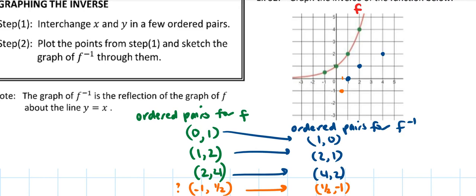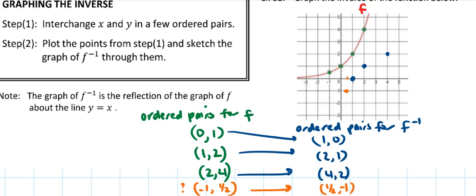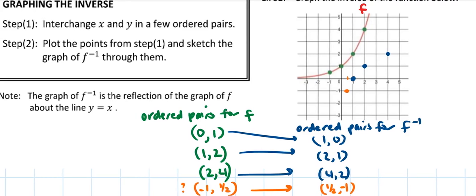So notice the very nice pattern f has with its inverse: it's always symmetric about the line y equals x. And the line y equals x, if you remember, I'll draw that dashed the best I can. So we'll do our best to connect the points, understanding the symmetry. So we have this.